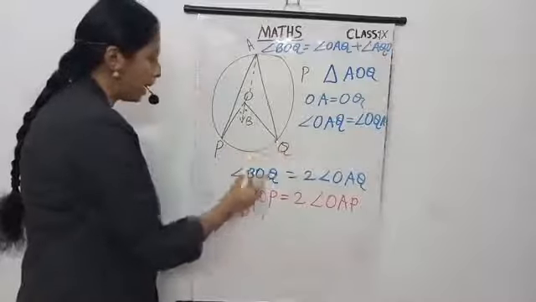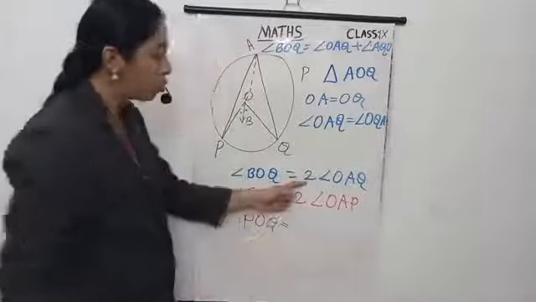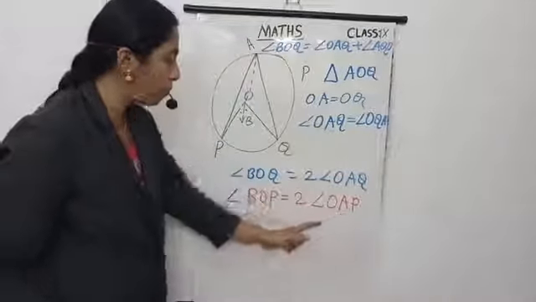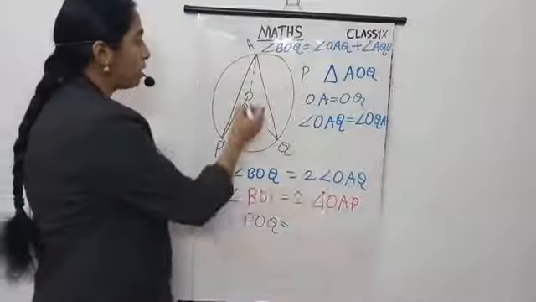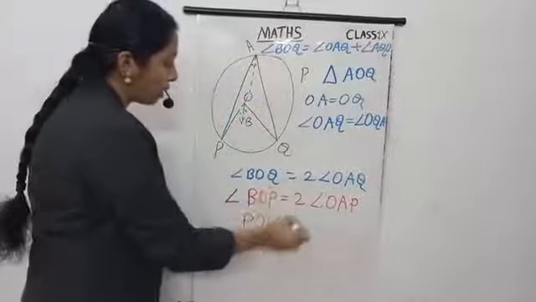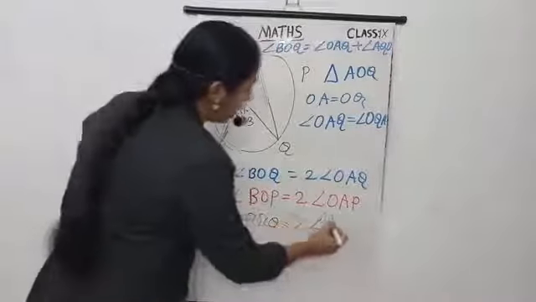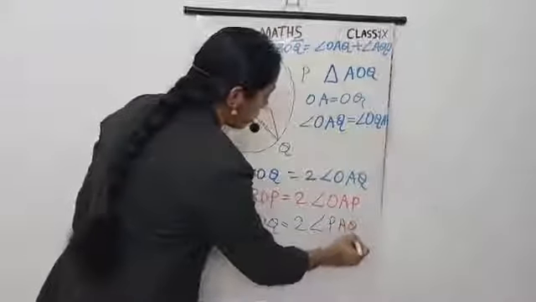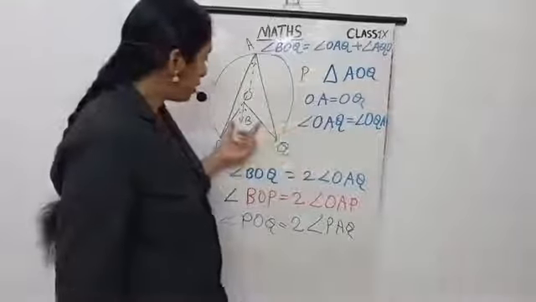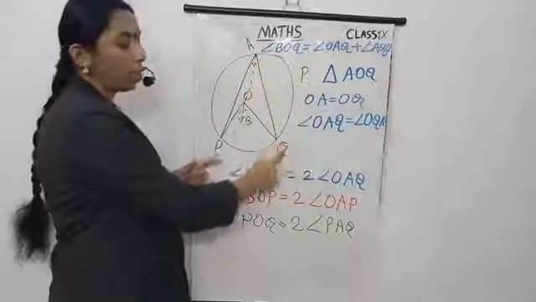Then this full angle POQ is equal to 2 angle OAQ plus 2 into angle OAP. That means this angle and this angle together make 2 into angle PAQ. That means this POQ is double this PAQ.